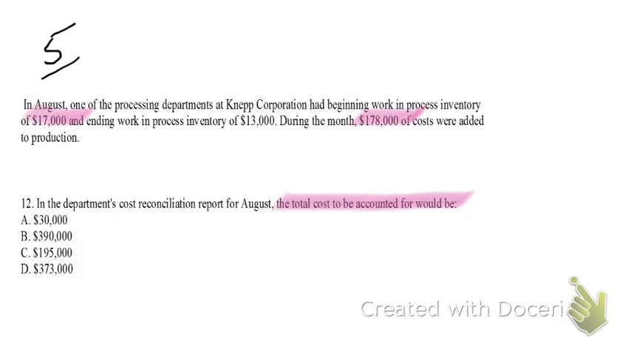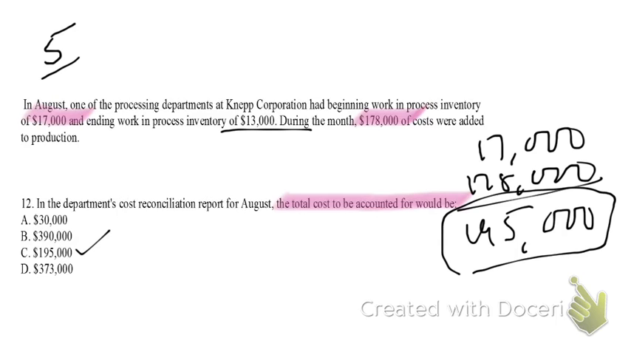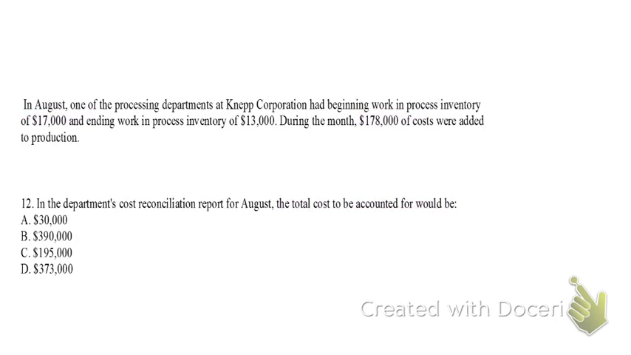And I added 178,000, so the total costs that I have, the 17,000 I started with, plus the 178,000 that I added, is 195,000. That's what I need to account for, so the correct answer is C, 195. I don't need to worry about that 13,000 ending work in process inventory, because that's where I'm going to have to account for it. Where did these 195,000 in costs go? They're either in ending inventory or they've been transferred on to the next department. So that's all I needed to do for that one. It's just 195 grand.